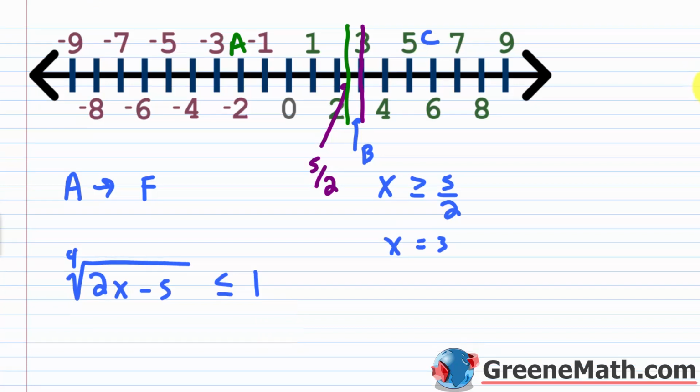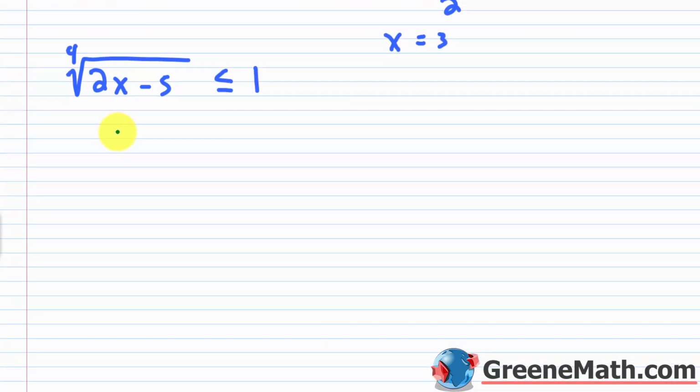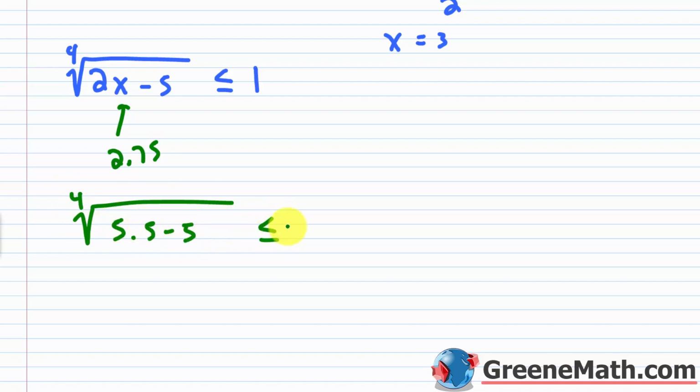So let me get some room. I'll come back up. If I plugged in 2.75 for x, what would I have? I would have the 4th root of 2 times 2.75, which is 5.5. So you'd have 5.5 minus 5 is less than or equal to 1. Then I have the 4th root of 0.5 is less than or equal to 1.